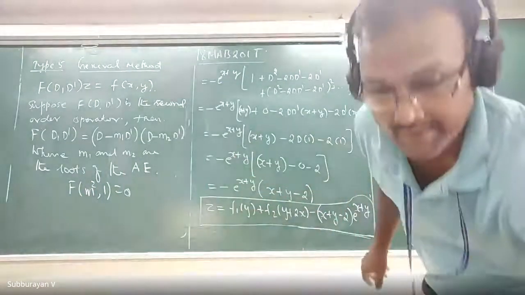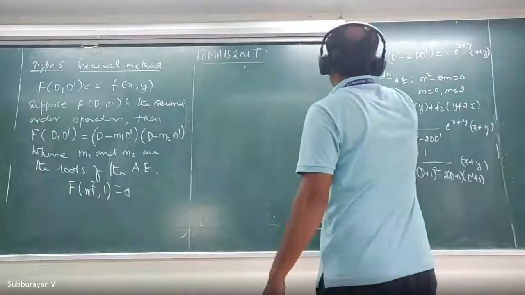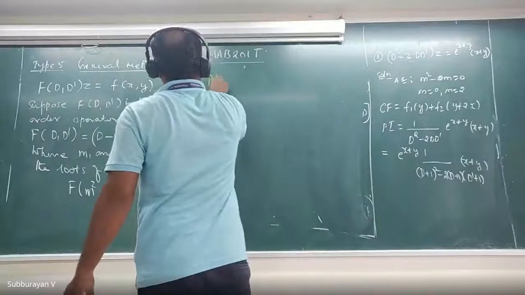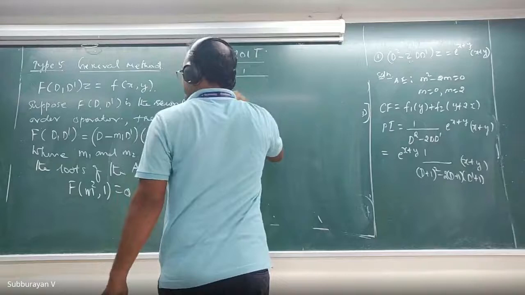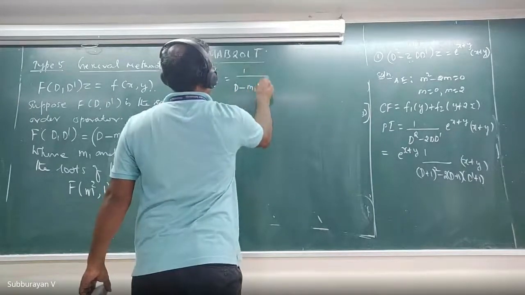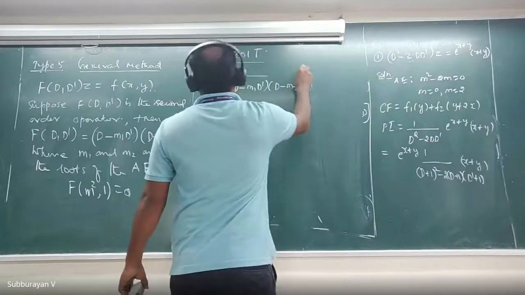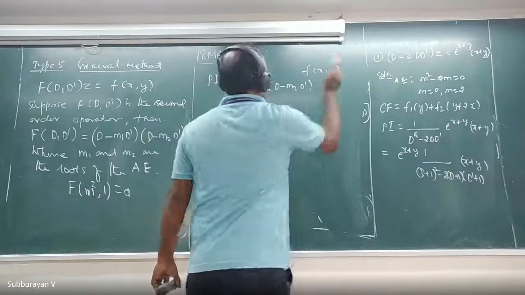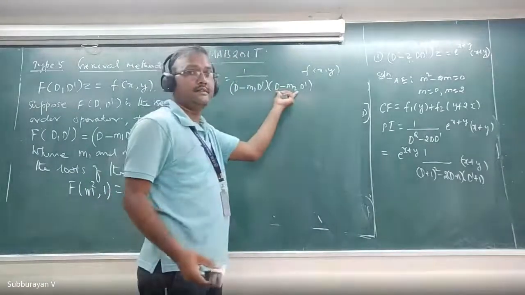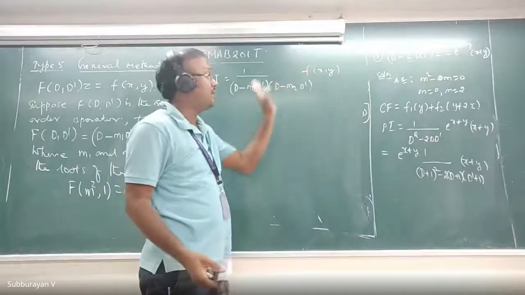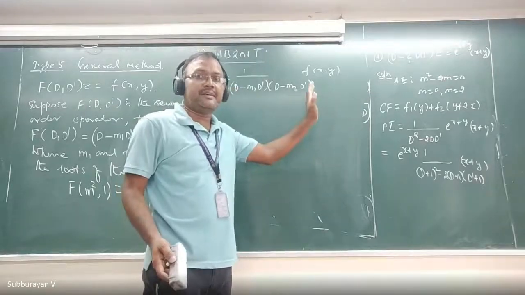Okay, fine. Then to find the particular integral, PI, which is equal to 1 divided by (D minus m1 D prime) into (D minus m2 D prime) into f of x comma y. Now I'm going to integrate this function straight away by using some substitution method or by using some independent variable transformation.